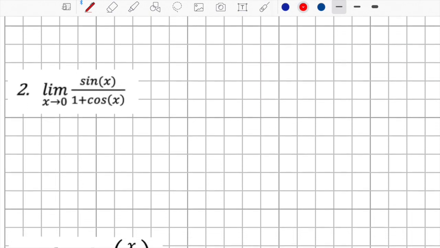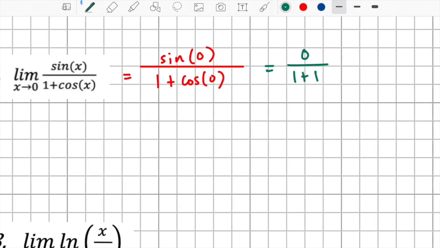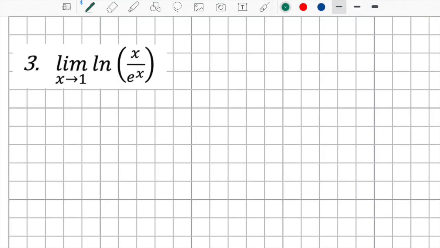That is it for that. Let's go on to number 2. Same thing. Let's plug it in, see what we get. So if I plug it in, it'll be sine of 0 divided by 1 plus cosine of 0. Now we already know sine of 0 is 0. And 1 plus cosine of 0 is 2. So here we really have 0 over 2, and 0 over 2 is just 0. So we have an answer, and we're done with that.